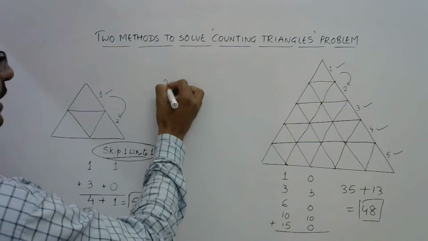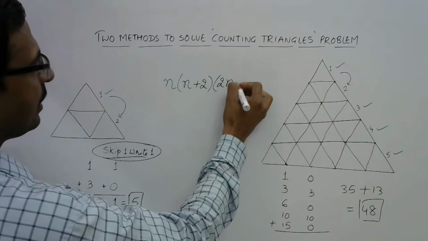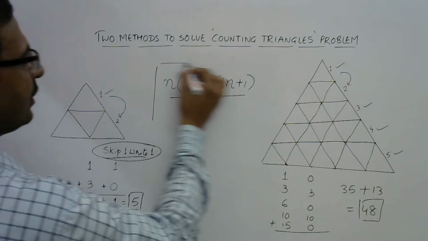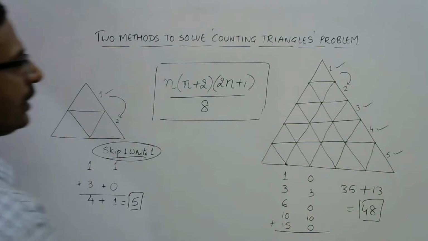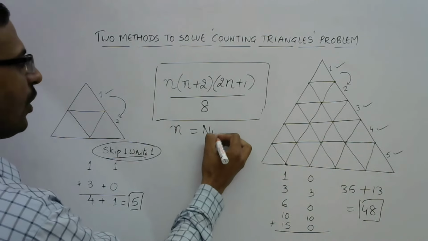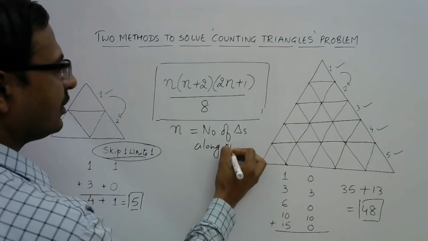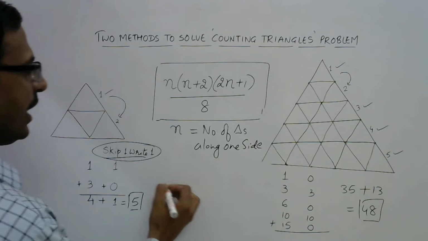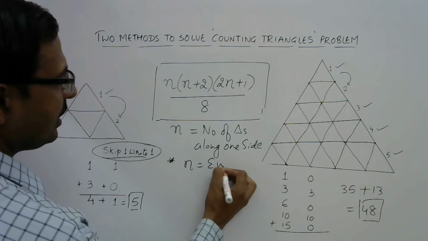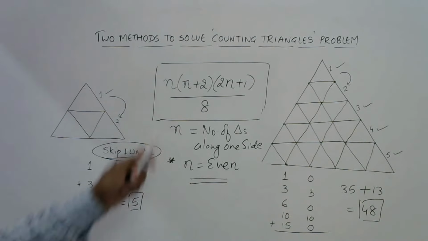The formula is n into n plus 2 into 2n plus 1 upon 8. Now this formula can be used when n is the number of triangles along one side. Very important that you remember, n should be even. So when n is even, you can utilize this formula also.